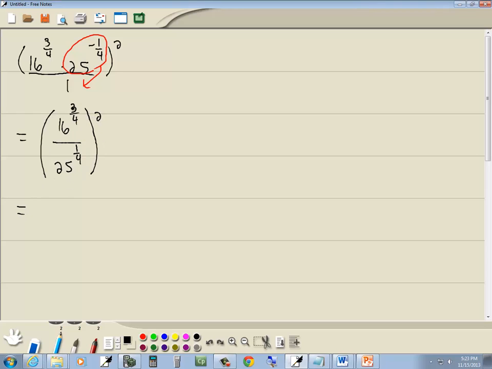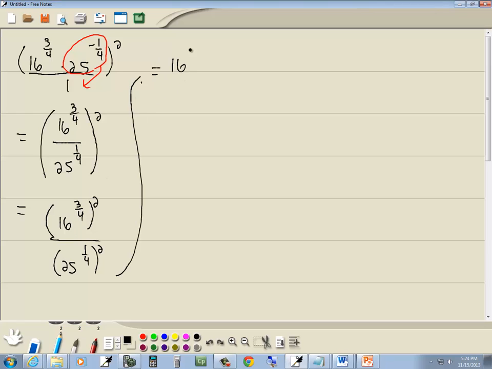If everything inside your parentheses is either multiplied or divided together, and you're raising it to a power, then you can take everything to that power. So we'll take the 16 to the 3/4 to the 2nd power, and I'll take 25 to the 1/4 to the 2nd power. Well, we're going to multiply these together. That gives us 16 to 3 times 2 is 6, so 6/4, over 25. 1/4 times 2 gives us 2/4, which gives us 16 to the 3/2 over 25 to the 1/2.